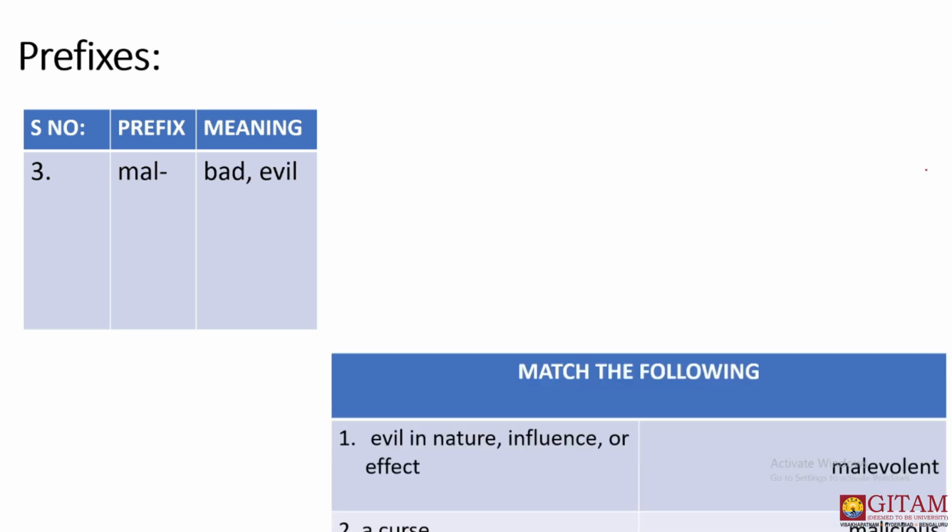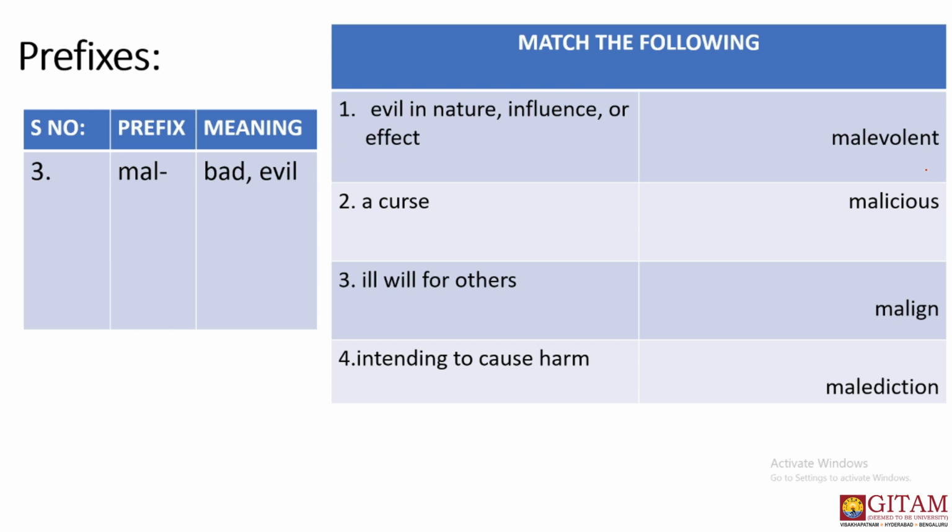Now, this is the last prefix for the day. If you focused enough, I'm sure you can answer this slide very easily. You can answer these questions very easily. And what is the opposite of malevolent? Benevolent. Benevolent, wishing good to others. Malevolent is wishing bad, wishing very bad for others. Wishing good for others is benevolent.